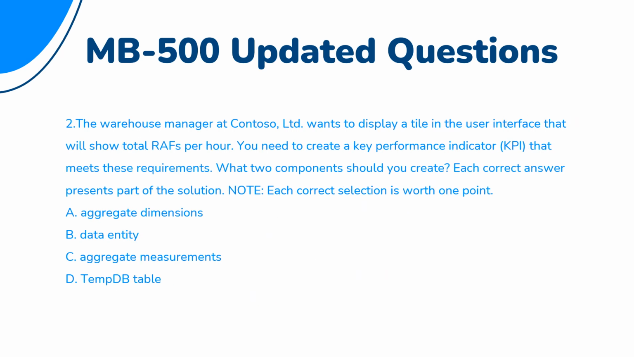2. The warehouse manager at Contoso, Limited, wants to display a tile in the user interface that will show total RAFs per hour. You need to create a key performance indicator, KPI, that meets these requirements. What 2 components should you create? Each correct answer presents part of the solution. Note: each correct selection is worth 1 point. A. Aggregate dimensions. B. Data entity. C. Aggregate measurements. D. TempDB table.